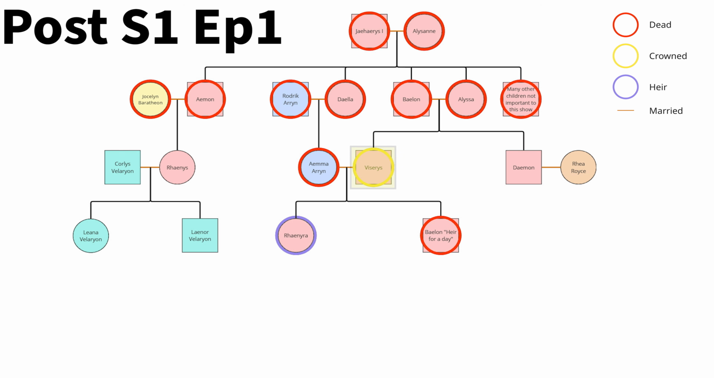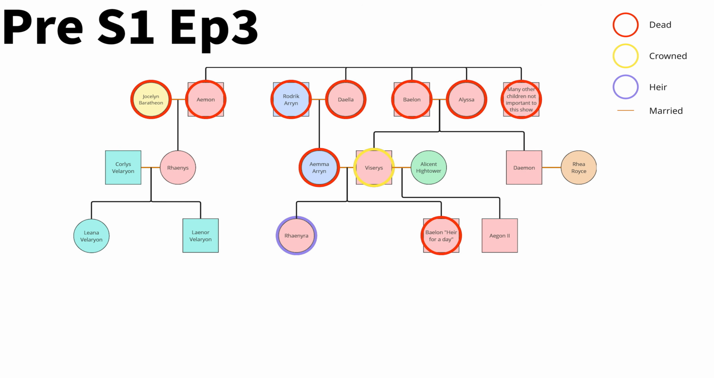Viserys is now king. Rhaenyra is named heir at the very end of episode 1. And also in episode 1, Aemma Arryn dies. She gives birth to Baelon, who also dies very shortly after. So that's the update to this family tree for episode 1. This next update will take us to the start of episode 3. Like I mentioned, by the start of episode 3, Viserys has now married Alicent and they've had a child, Aegon. So those are the 2 updates here.